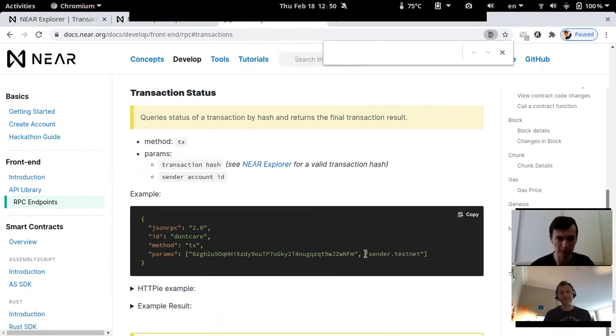What's this hash of, Fro? It's a hash of the transaction. Of the body of the transaction itself?